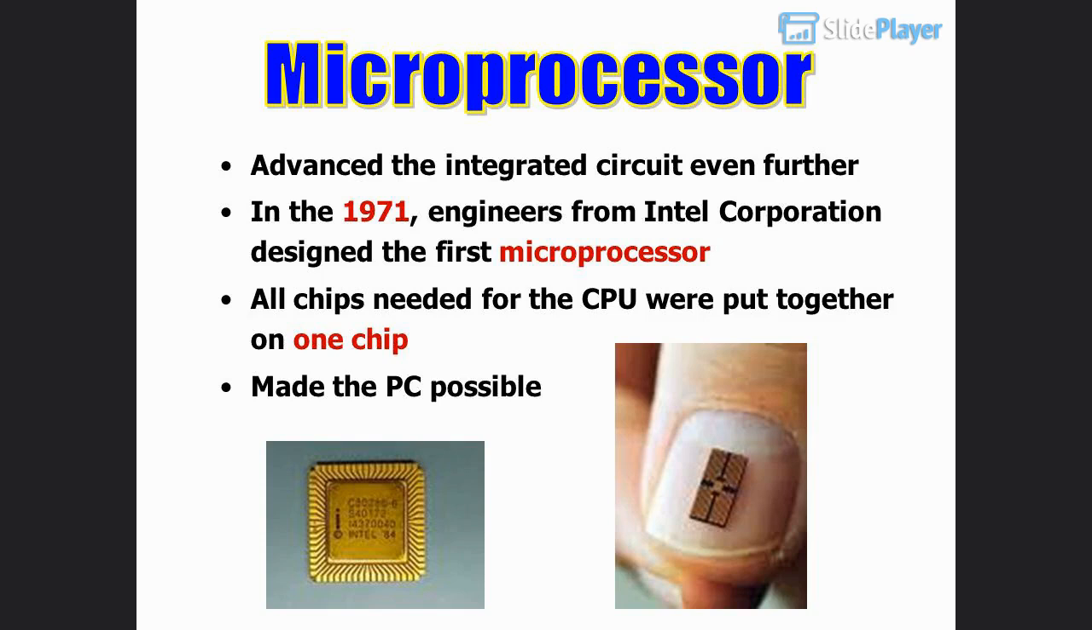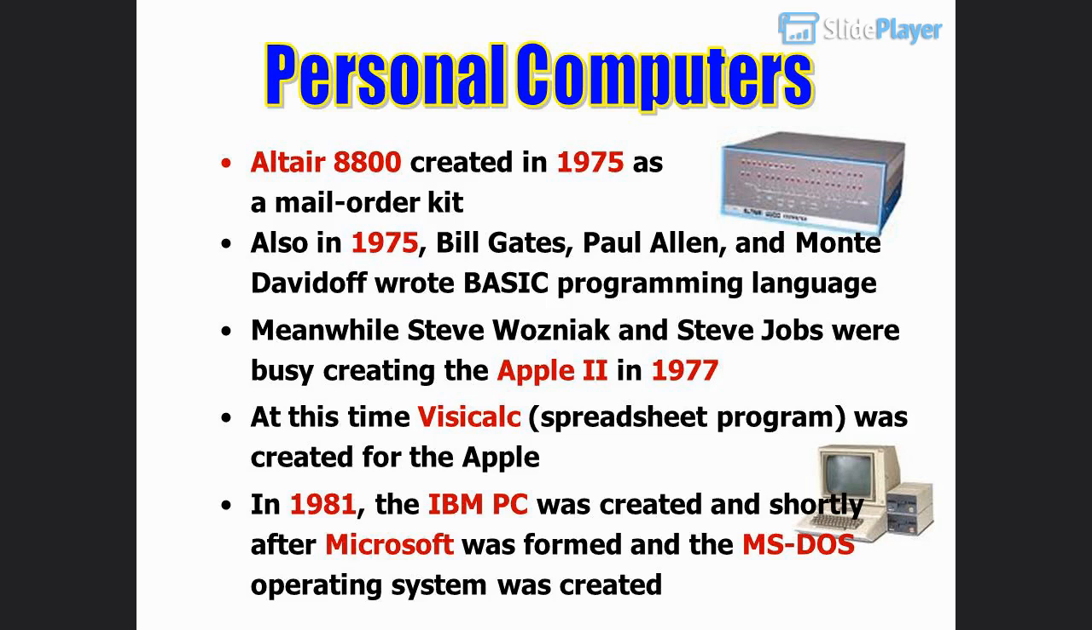Microprocessor advanced the integrated circuit even further. In 1971, engineers from Intel Corporation designed the first microprocessor. All chips needed for the CPU were put together on one chip. Made the PC possible. Personal computers: Altair 8800 created in 1975 as a mail-order kit.